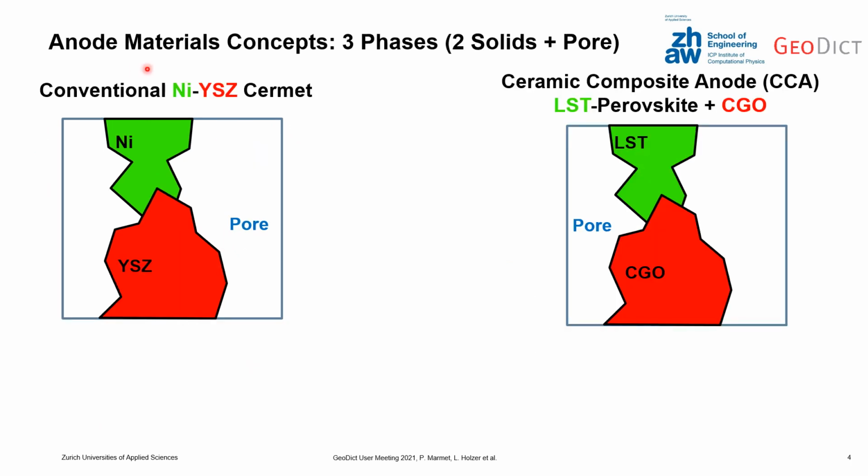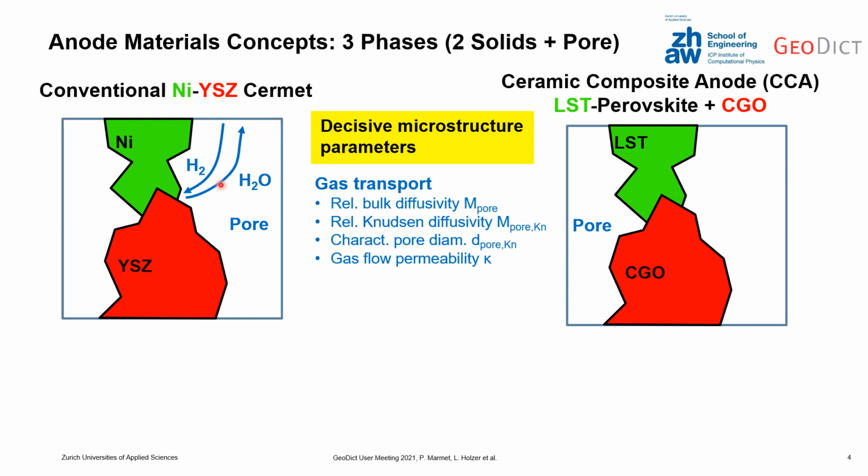SOFC anodes are usually three-phase systems with two solid and one pore phase. An appropriate digital twin for such a system needs to fit all the decisive microstructure parameters for this application, and I will specify these parameters in the following. First, for the pore phase, here you have gas transport, which is governed by bulk and Knudsen diffusion. For the Knudsen diffusion, also the characteristic pore diameter is an important parameter.